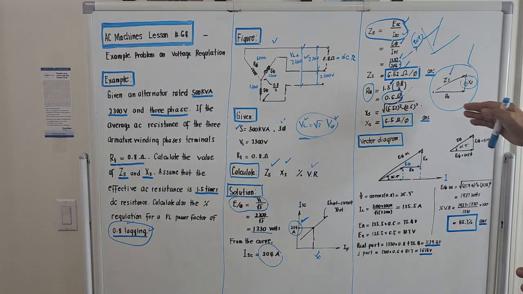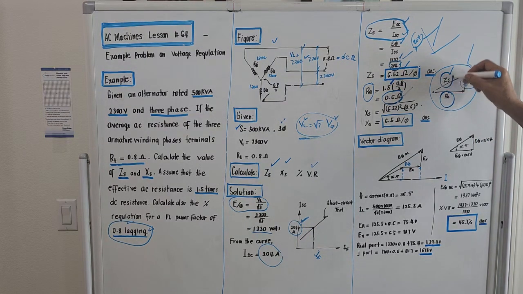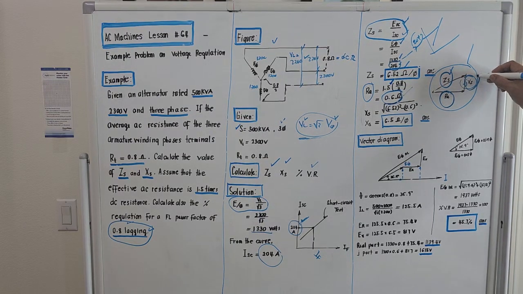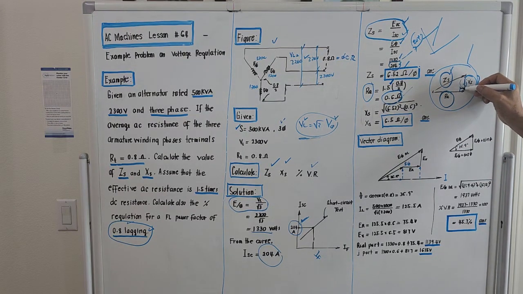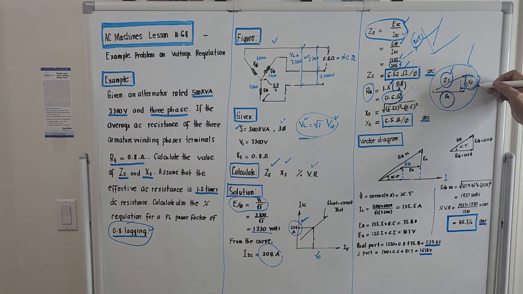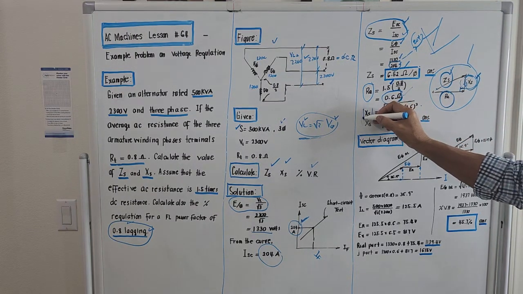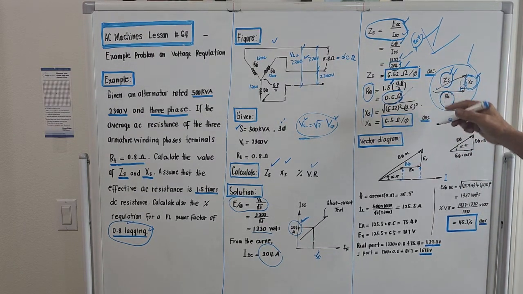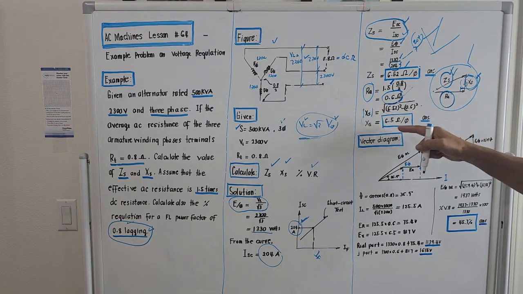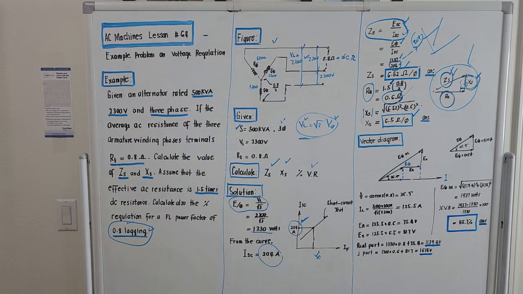Just go back to your vector diagram. We now know RA, we now know ZS, so we could compute for this. Okay, we use the Pythagorean principle. This is a right triangle. Hypotenuse is given, the adjacent side is given, we could compute for XS. So the absolute value of XS, just the magnitude, will be the square root of this squared minus 0.6 squared. Since this 0.6 is small compared to 6.52, what will come out for XS will be 6.5 ohms per phase. Okay?